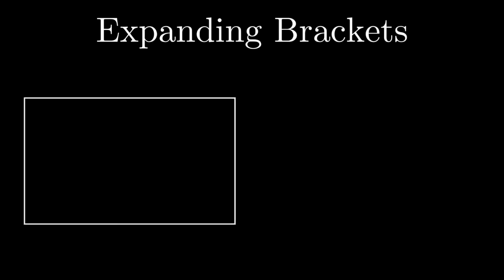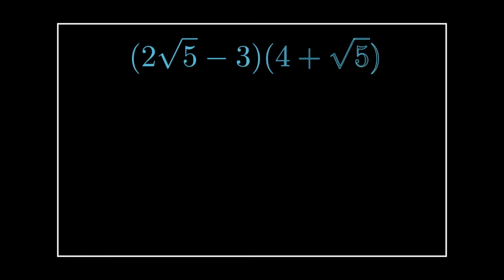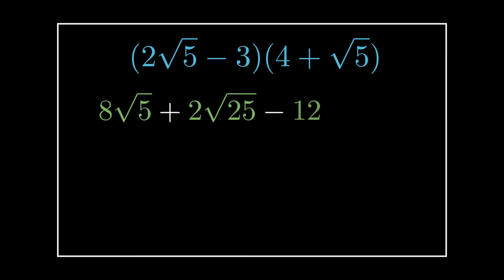So now let's move on to expanding brackets. I will do 2 examples with you guys. So the first example we will do is 2 root 5 minus 3 times by 4 plus root 5. So to expand this, we will firstly do 2 root 5 times by 4 and we get 8 root 5. Then we do 2 root 5 times by root 5, we get plus 2 root 25. Minus 3 times by 4 is minus 12. Minus 3 times by root 5 is minus 3 root 5.